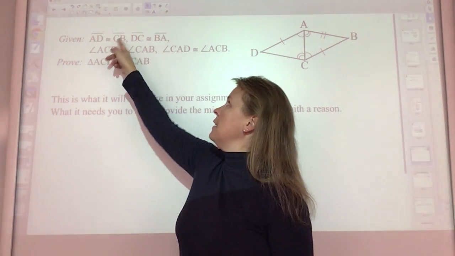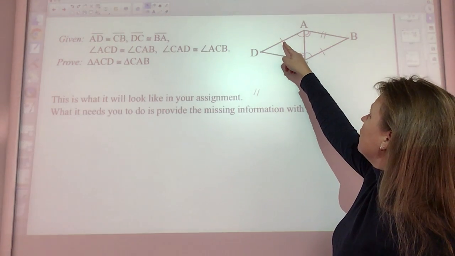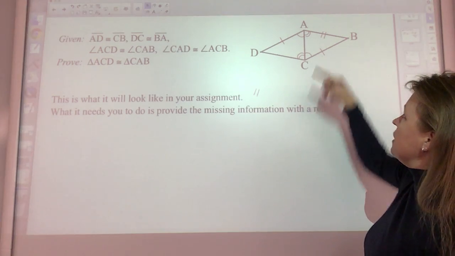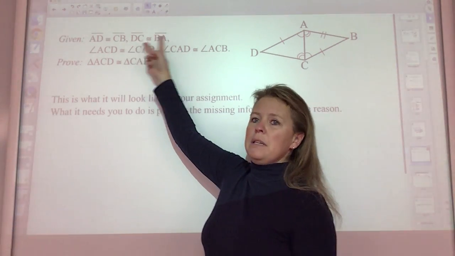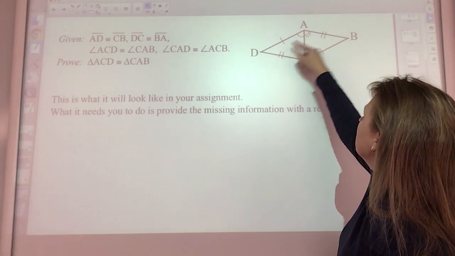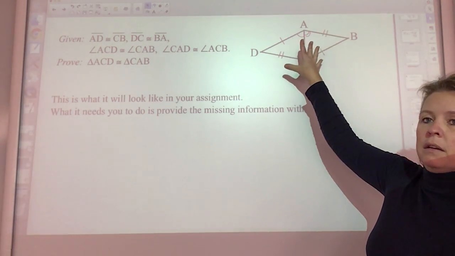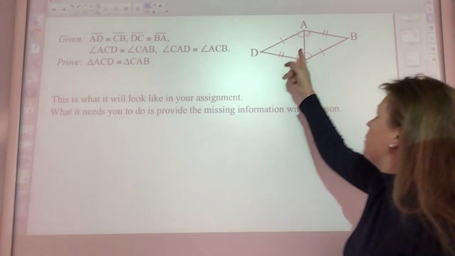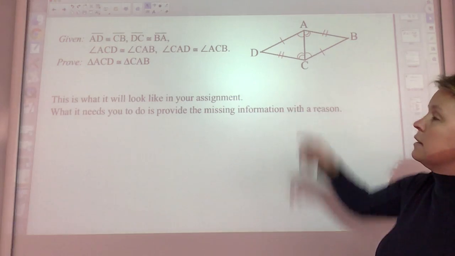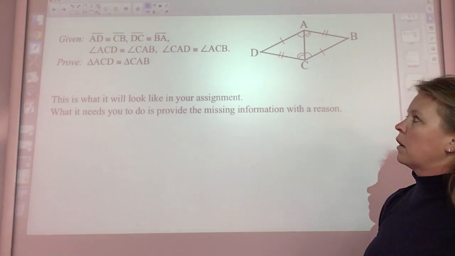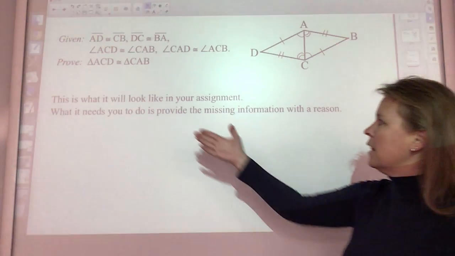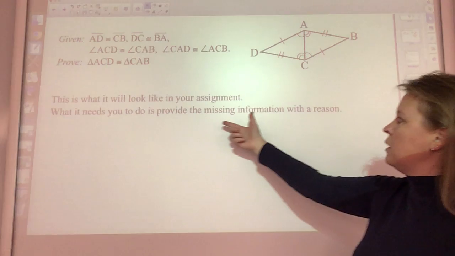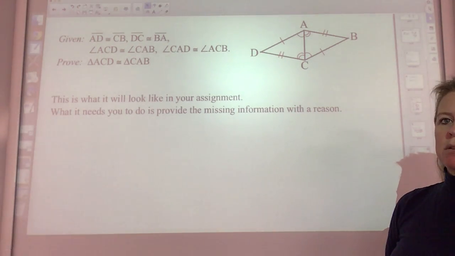So when you see AD is congruent to CB, you're going to put that single tick mark with this one, CB. And then when you see segment DC congruent to AB, you're going to put the double and the double. If it's a blank slate and there's nothing on the diagram, you need to read this information and put in your single, double tick marks and single and double arc marks. I already have it marked for you ahead of time. This is what it'll look like in your assignment, on a quiz, on a test sometimes. What it needs you to do is provide the missing information with a reason.